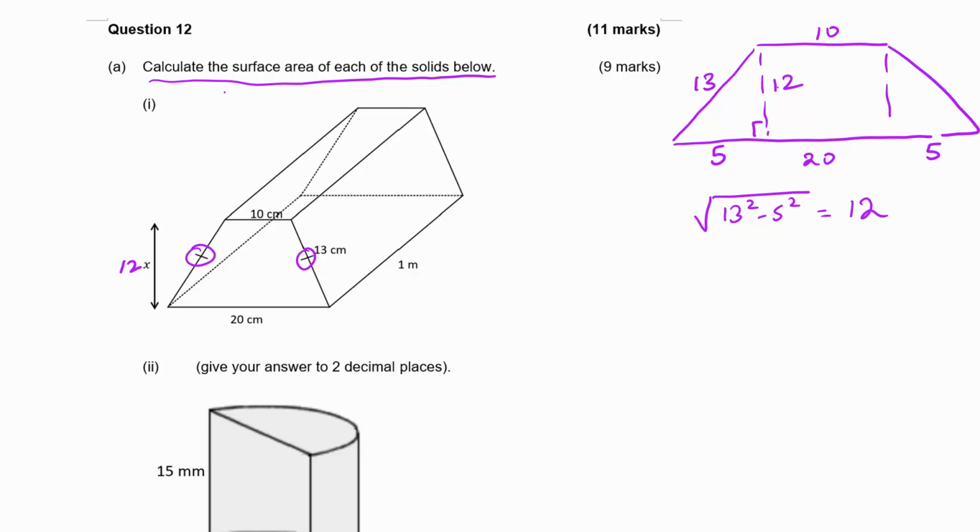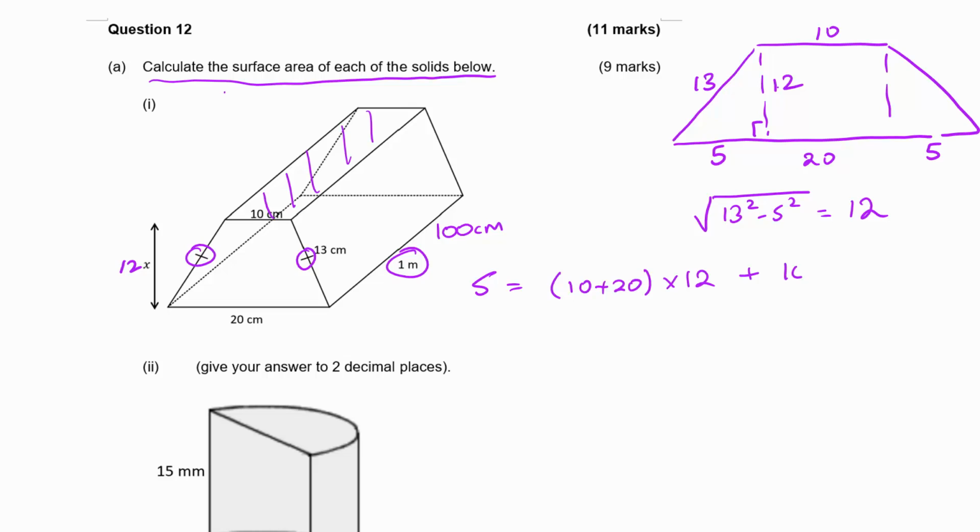So for the trapezoidal end, we know that we have a half, add the parallel sides times the height, and we're going to want 2 of those because there's one at each end. Now, having the 2 of them means that we can actually just ignore the half, and we'll get this. Then we have some rectangles. Now, the top one here, 1 meter. We need to change it to centimeters.